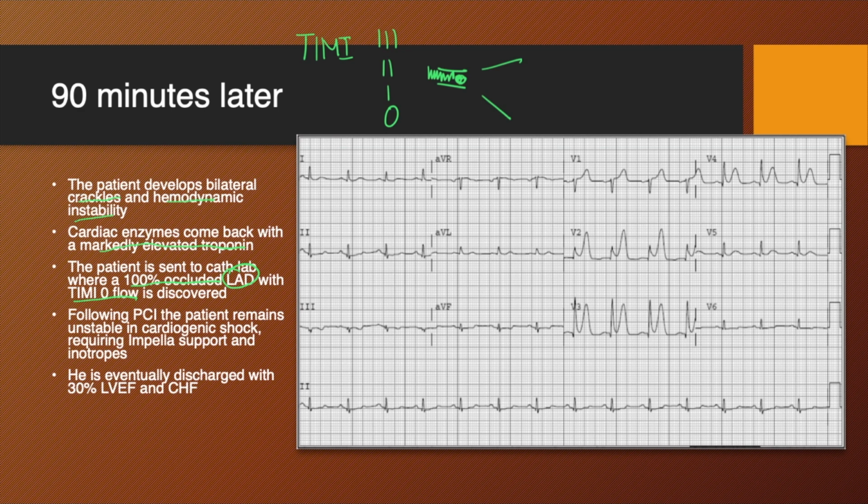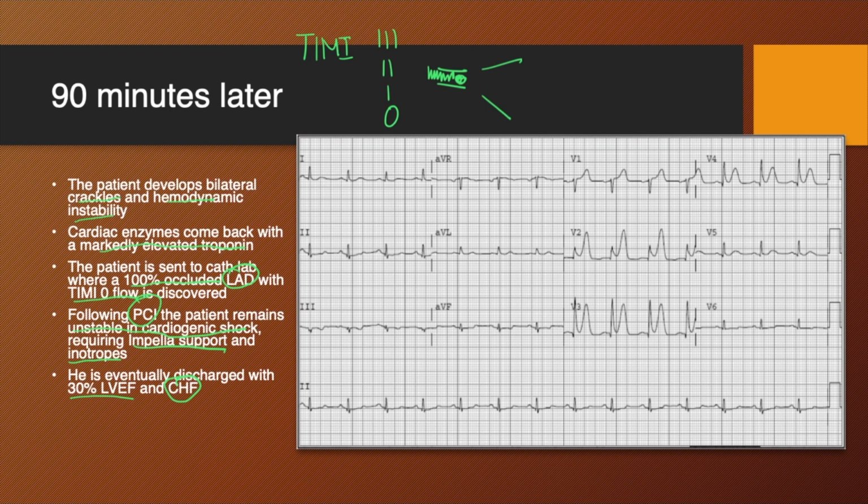So following PCI, the patient remains unstable and in cardiogenic shock. He requires Impella to be placed to support hemodynamics, and he requires inotropic support. He is eventually discharged from the hospital with 30% left ventricular ejection fraction and congestive heart failure. And if you remember, your left ventricular ejection fraction should be double that, right around 60% or so. So he's essentially lost about half of his cardiac function.